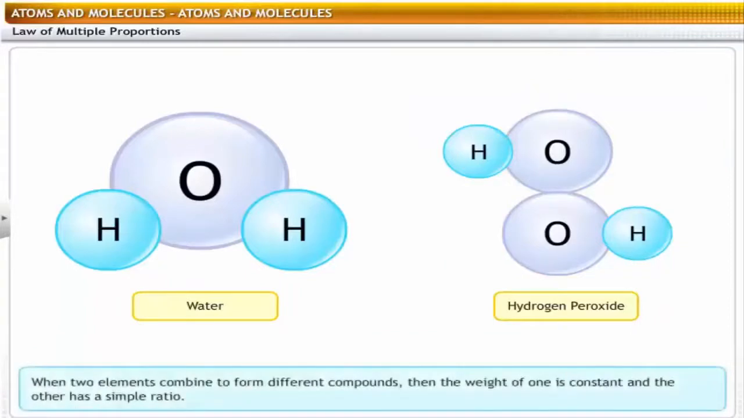According to this law, when 2 elements combine to form 2 or more different compounds, then the weight of one of the elements is constant and the other has a simple ratio.